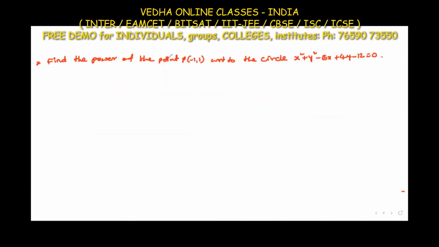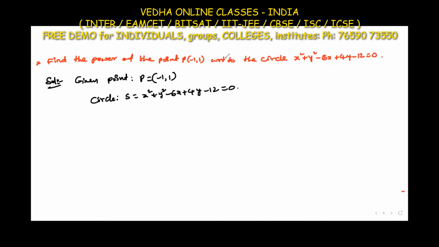Next question: find the power of the point P of minus 1 comma 1 with respect to the circle x square plus y square minus 6x plus 4y minus 12 equal to 0. Whatever data is given, first I am writing that. The given point is P of minus 1 comma 1, and the circle equation S is x square plus y square minus 6x plus 4y minus 12 equal to 0.